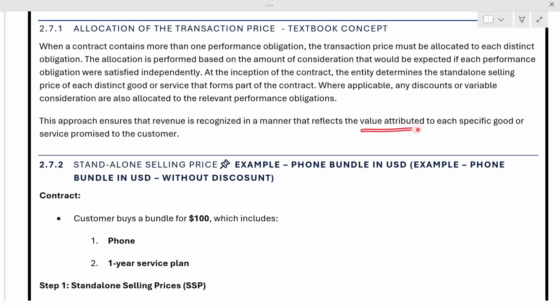Based on that, this approach ensures that revenue is recognized in a manner that reflects the value attributed to each specific good or service to the customer. The reason for that is they need to show exactly how much revenue is coming from which type of product here.